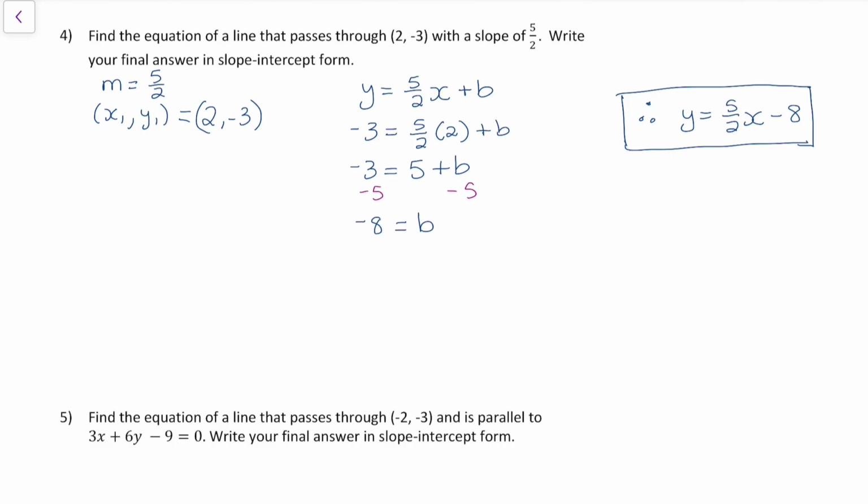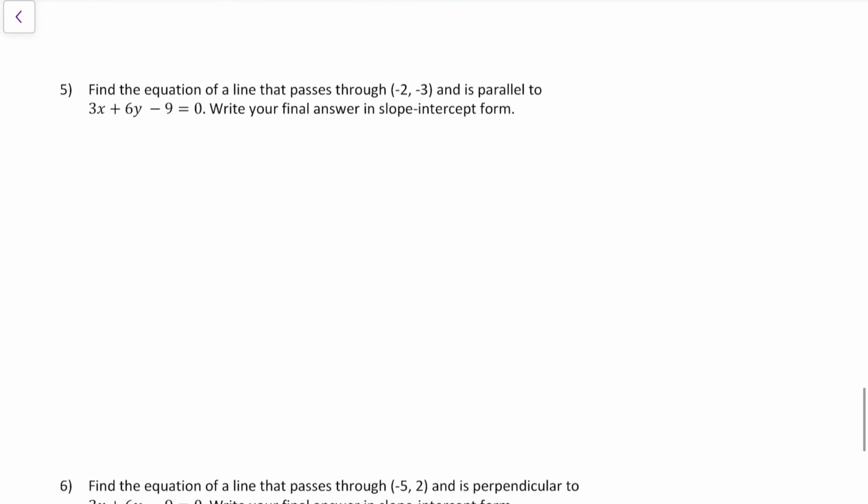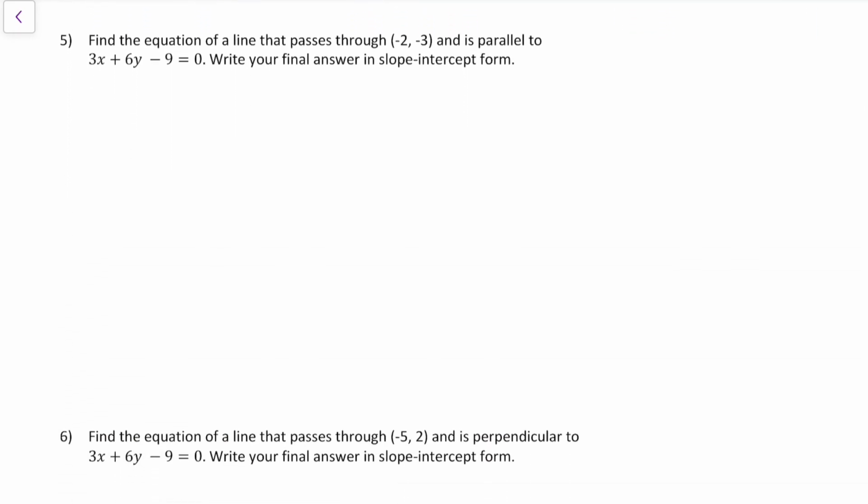Okay, let's look at some other variations. So we've looked at them telling us the slope. We've looked at them giving us 2 points, and then we have to use that to find a slope. But there is another way they may give us information about the slope, and we have to do, again, a little bit more detective work in order to figure out what that slope is. And that is if they tell us the equation is parallel or perpendicular to another line.